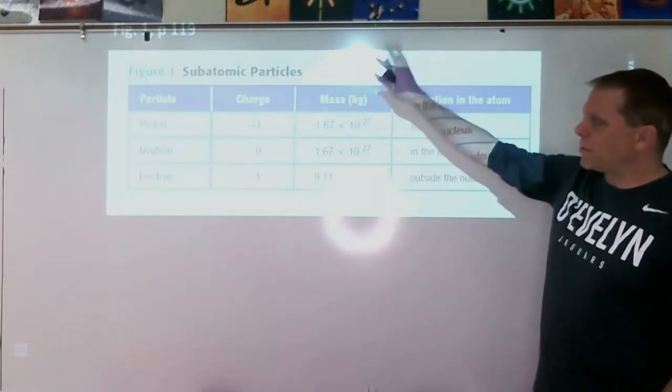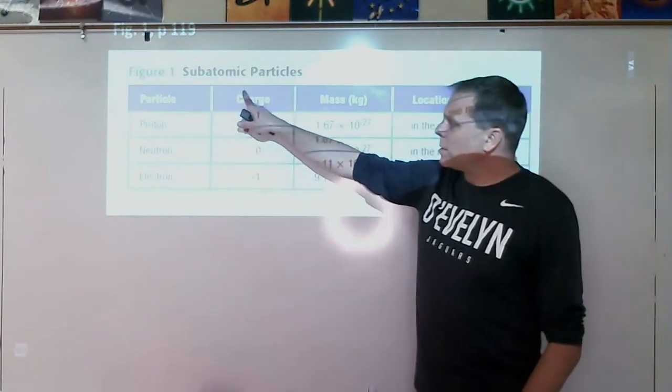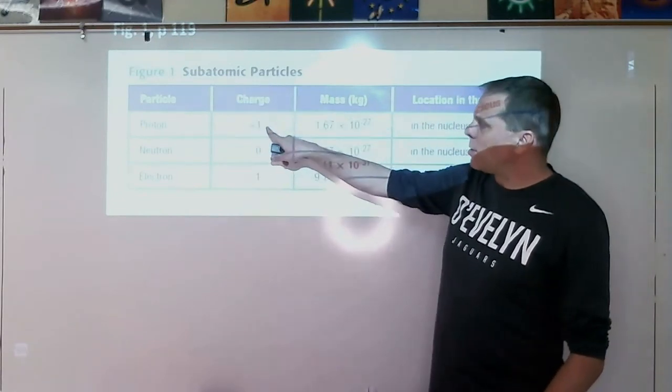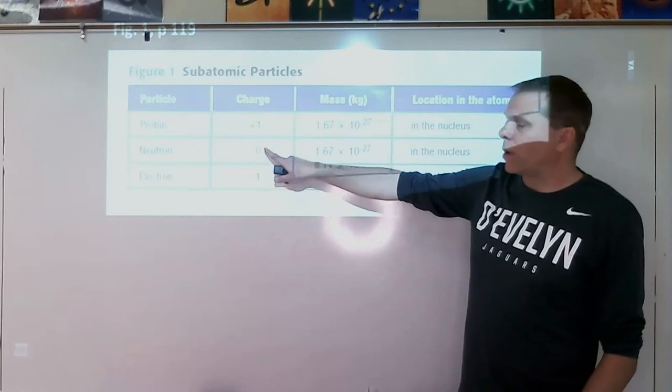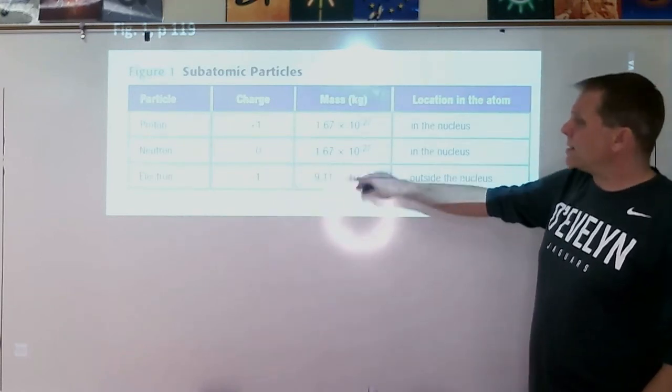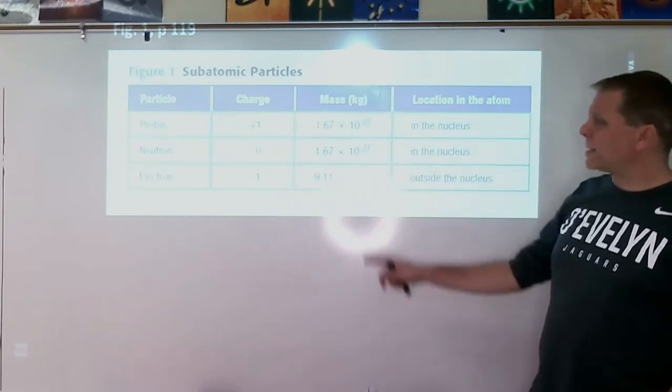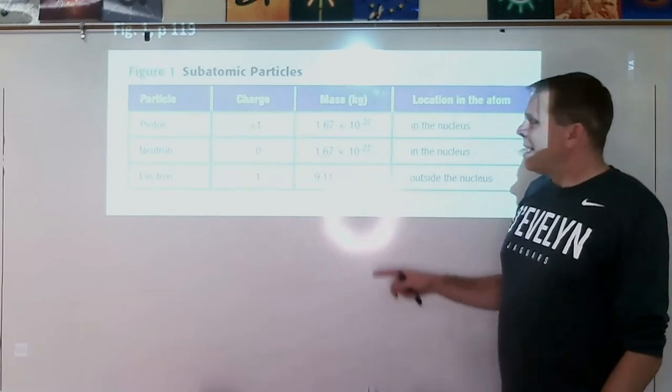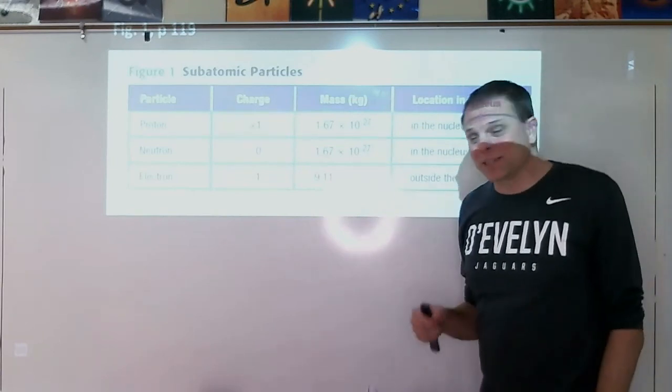All right, so let's look at that. You don't have to write this chart down or anything, but if we were to summarize the charges: protons +1, electrons -1, neutrons nothing. These are their masses. Now notice how small these things are. 1.67 times 10 to the -27th kilograms. That's a very, very small amount.